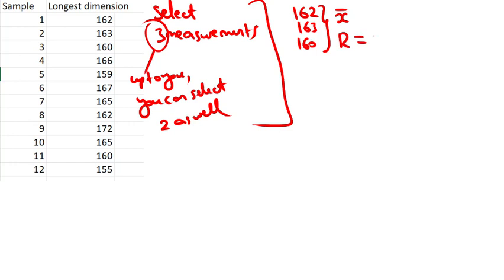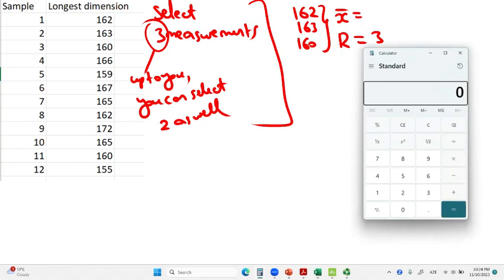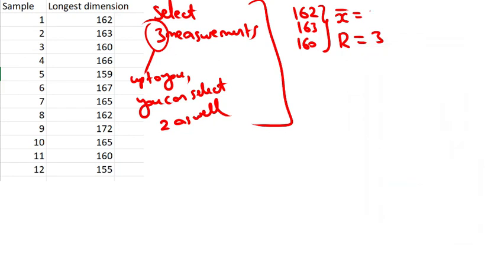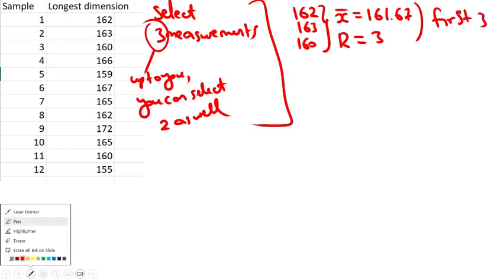The range is very easy, it is 3. The average is the average of these numbers, so it will be 162 plus 163 plus 160, divided by 3, so it will be 161.67. Okay, that is the first 3, and then I will move to the next 3 values.